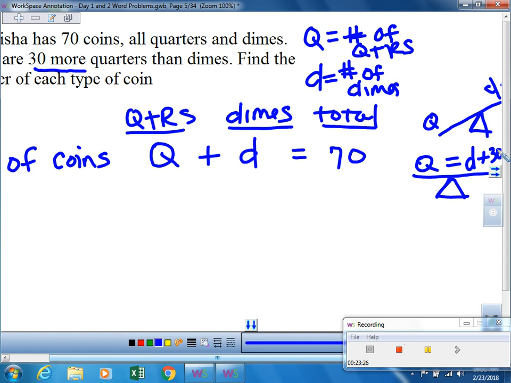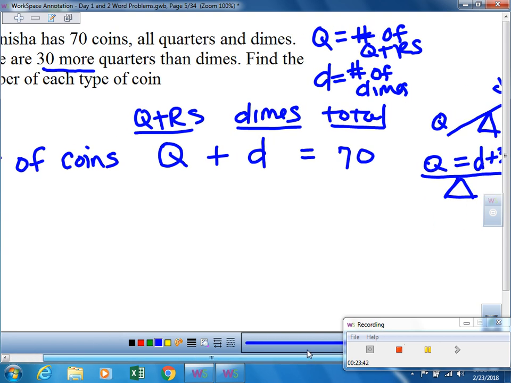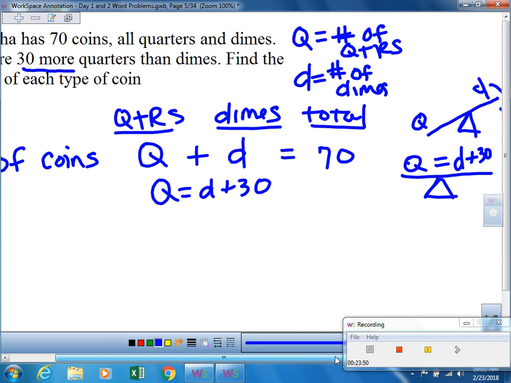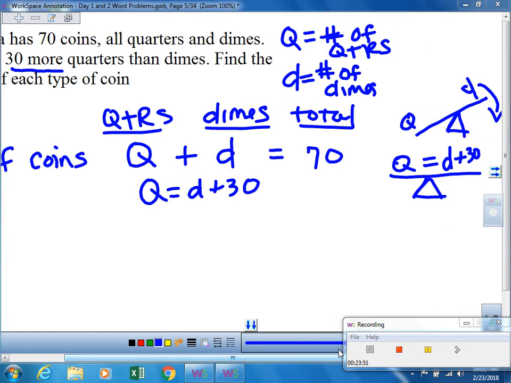If I have 30 more dollars than you, and you have $5, how many do I have? 35. 30 more. Okay, so that's my statement. Q equals D plus 30. That's my other equation, so I put it down.